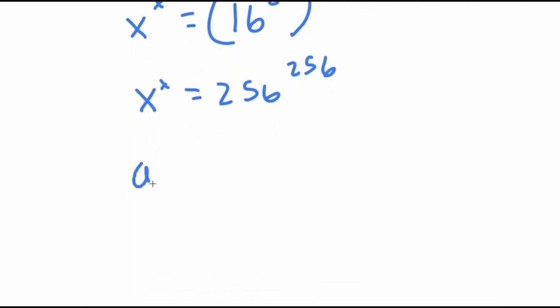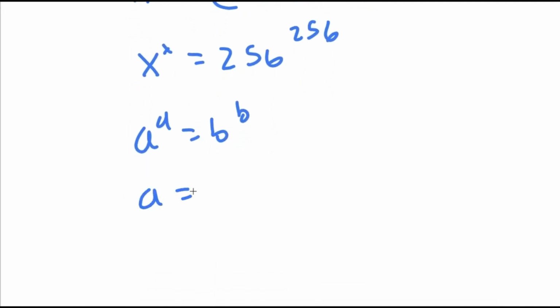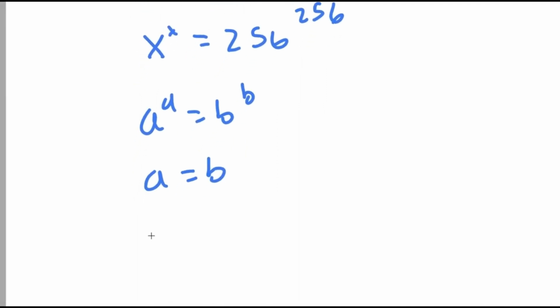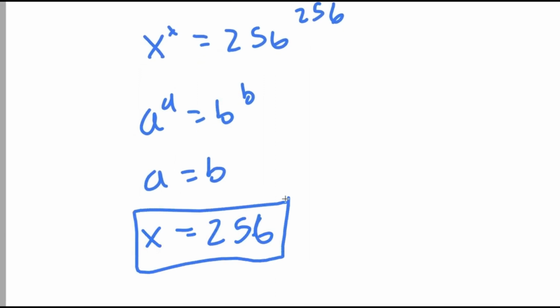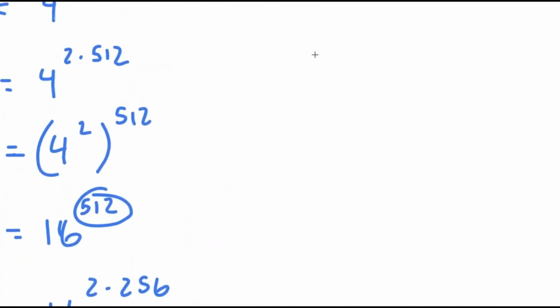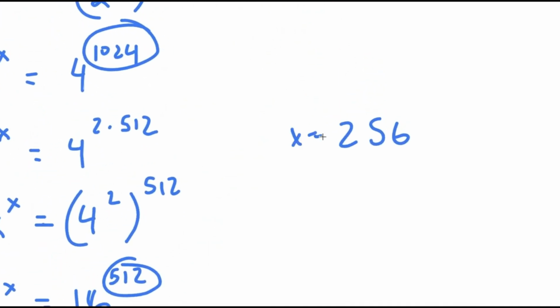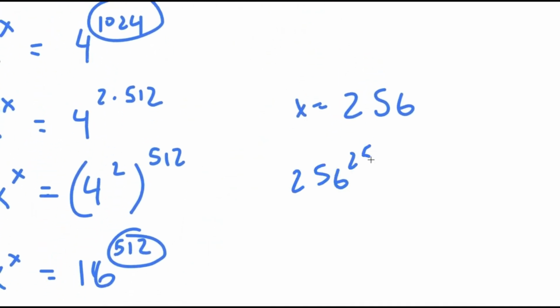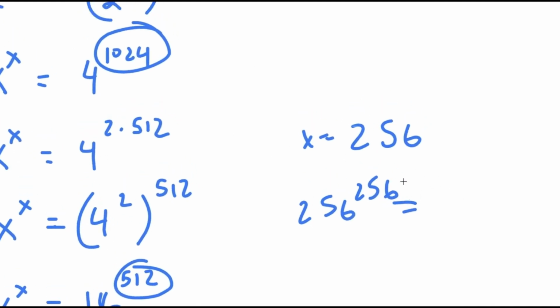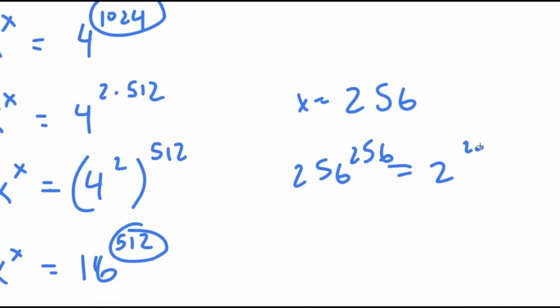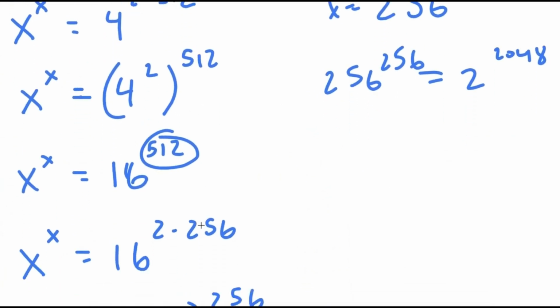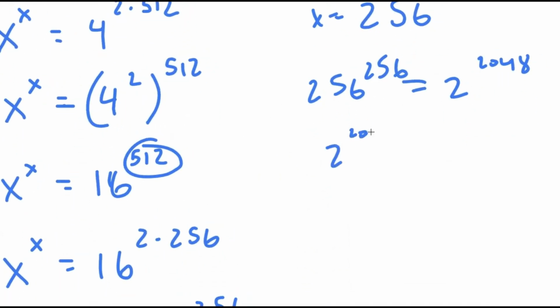And if I have something in the form a^a is equal to b^b, this means that a is equal to b. So in this case, x is equal to 256. And to test this, I'm going to plug this in. So I have 256 in for x. So I have 256^256 is equal to 2^2048. And remember, we just wrote all of this, so we know that 2^2048 is equal to 2^2048.